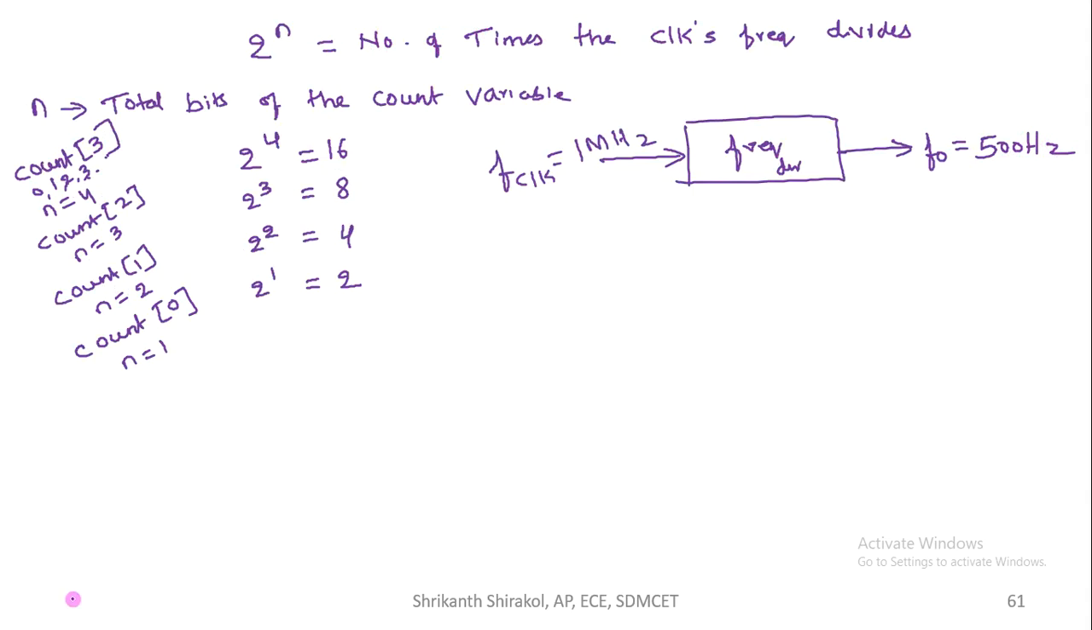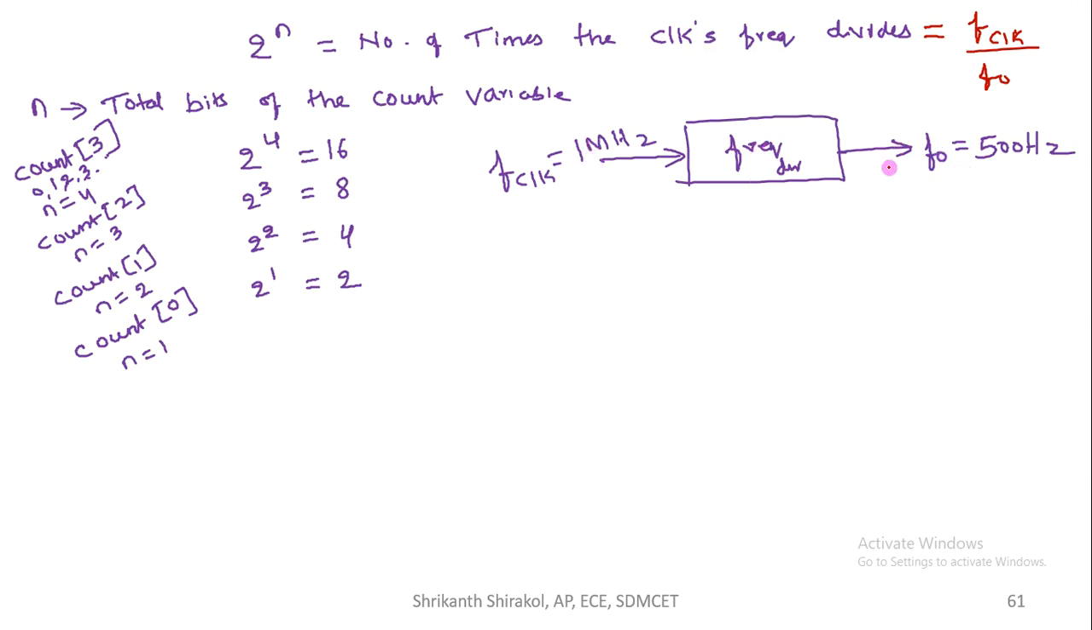Okay, so this is our problem statement. Now we shall proceed in solving it. See, here the formula is: how many number of times should it be divided? 2 raised to n equals the number of times the clock frequency is to be divided. That means the input frequency F clock and the output frequency F naught. If I divide these, I get to know how many times the frequency should be divided.